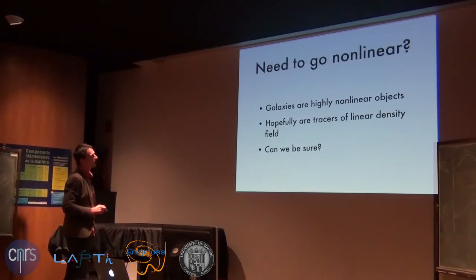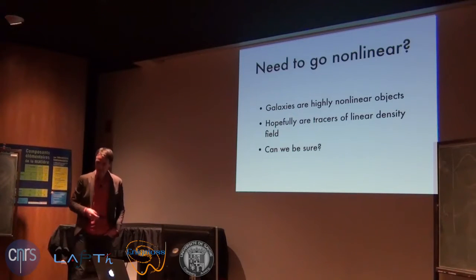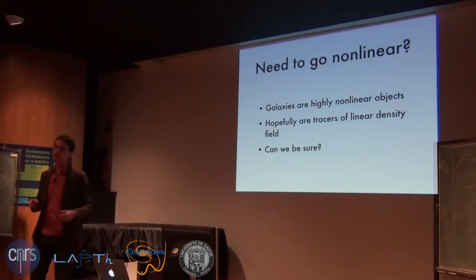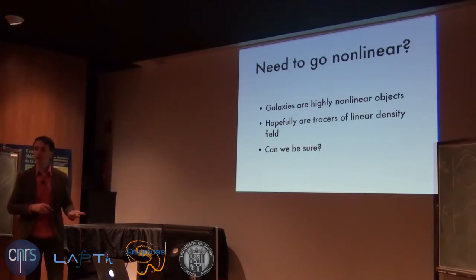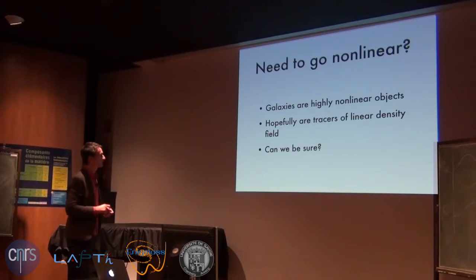So why would you need to go nonlinear? Well, the point is that galaxies are highly nonlinear objects. They are virialized objects, which means that the particles are in orbit around the gravitational potential, and it has become a stable system. It has become a stable system where particles have crossed their trajectories, and it's no longer described by a fluid, but it's described in nonlinear dynamics.